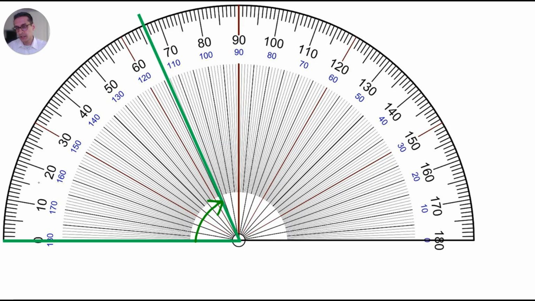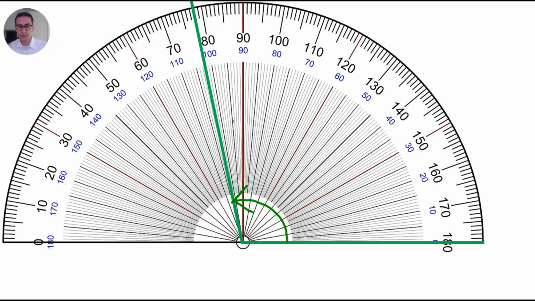Okay, so I can see it goes clockwise. I start from 0, so using the big scale, and I can see it goes 60. Now there's a little mark here that's 65, and then there's one more to the right of that. So this is 66 degrees. Okay, next one. Pause the video and have a go.